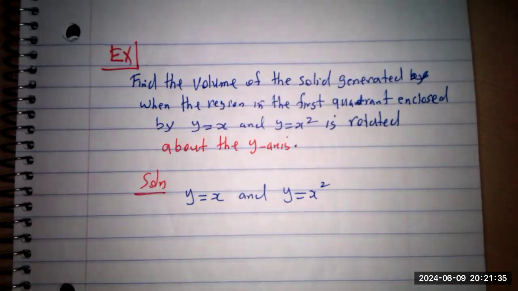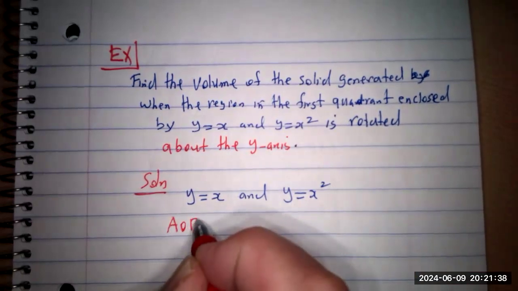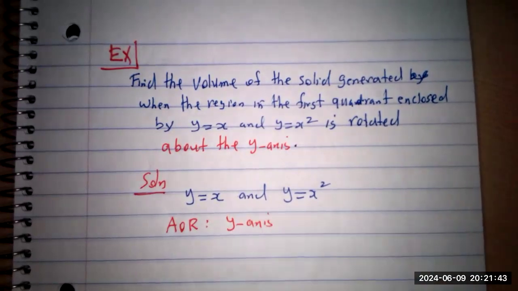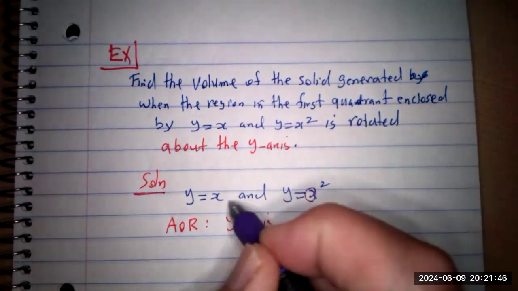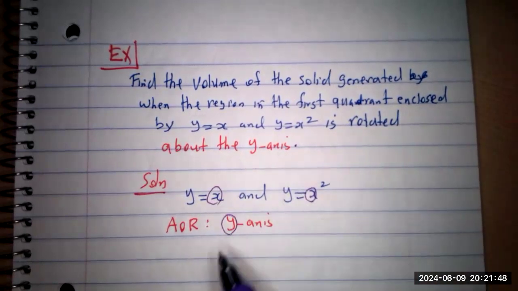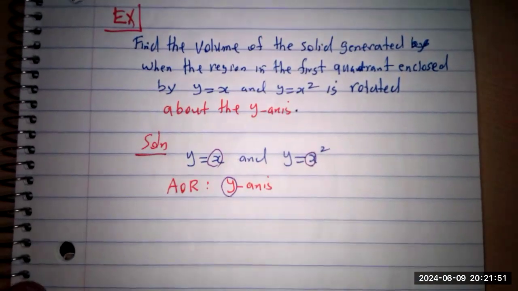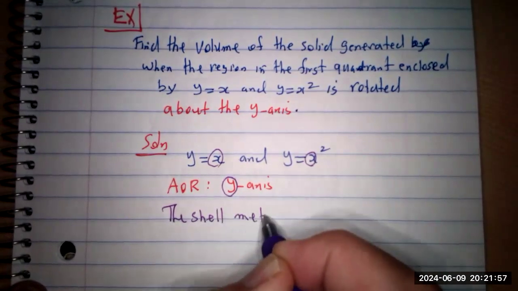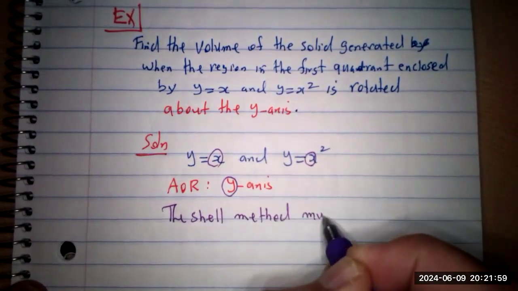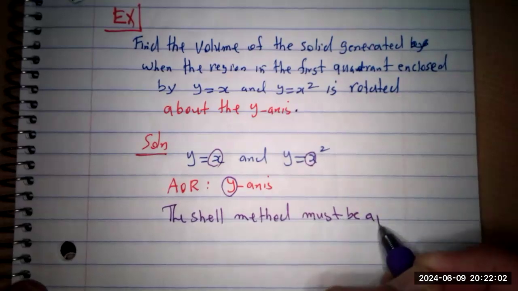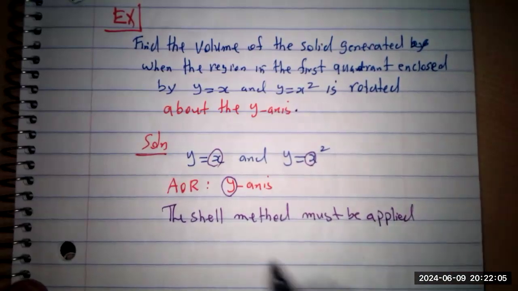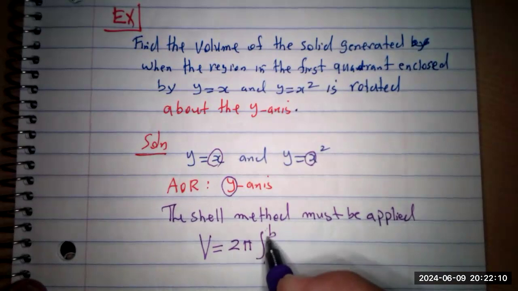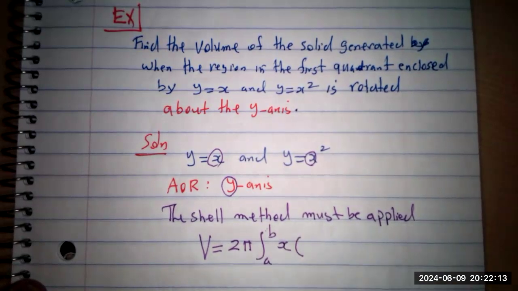But the axis of revolution is the y-axis. The functions are functions of x, but your axis of revolution is y. They are different. So this means the shell method must be applied. You have two functions, so this is your formula: V equals 2 pi integral from a to b. x would be as is, but use the difference of these two functions.